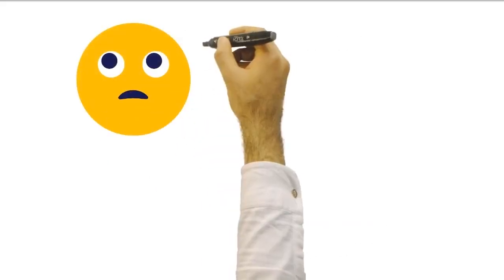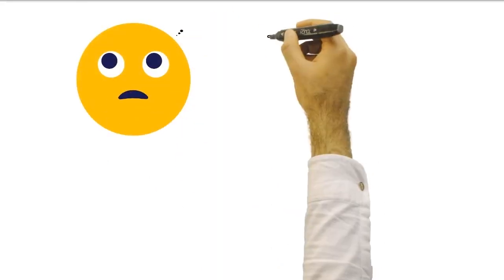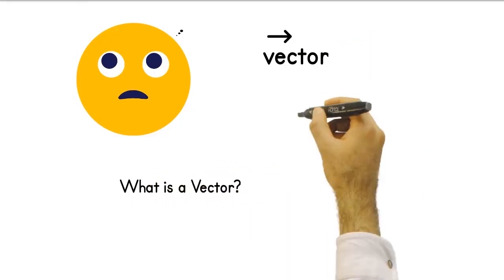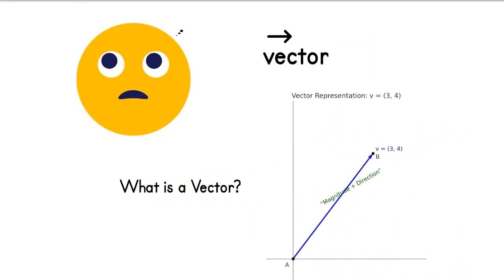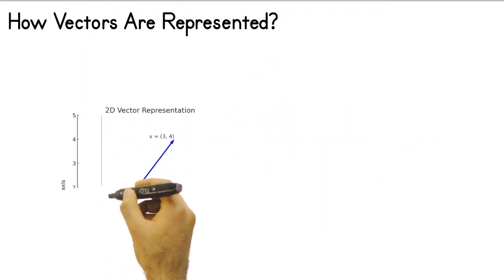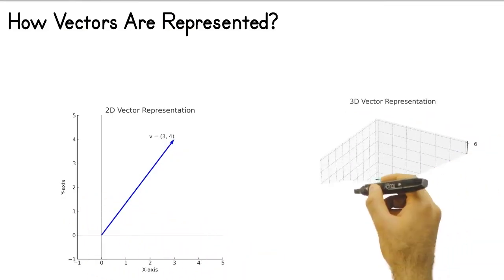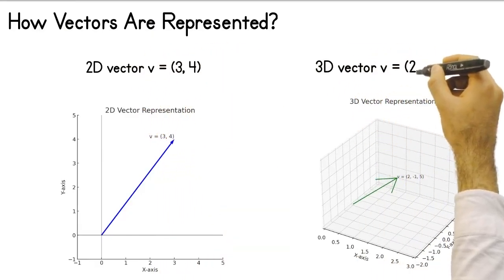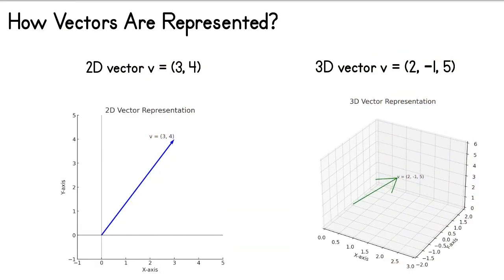Let's break down vectors, from physics to finance, and why they're more powerful than you think. What is a vector? A vector is a quantity that has both magnitude and direction. Think of it as a fancy arrow in space. How vectors are represented: you can write a vector using its components. In 2D, it's like 3, 4. In 3D, something like 2, minus 1, 5.